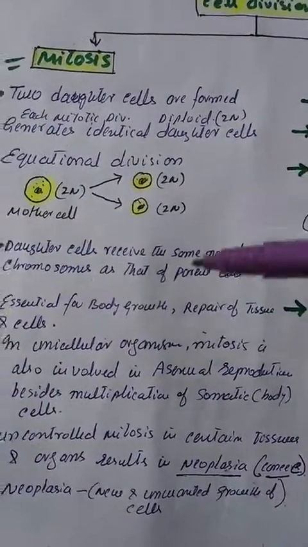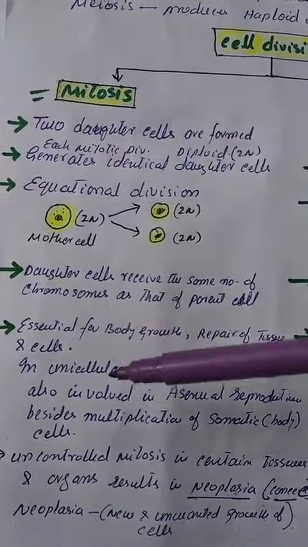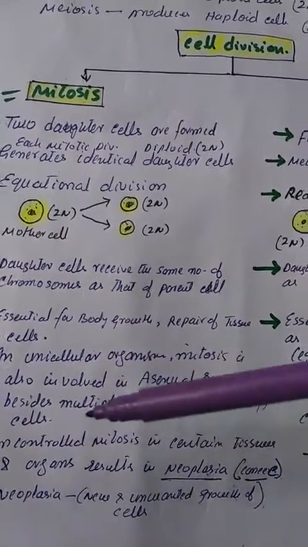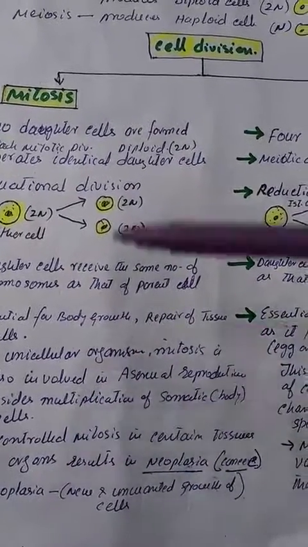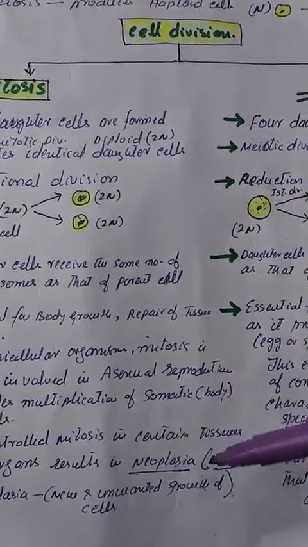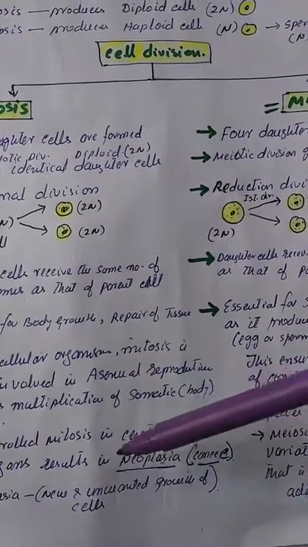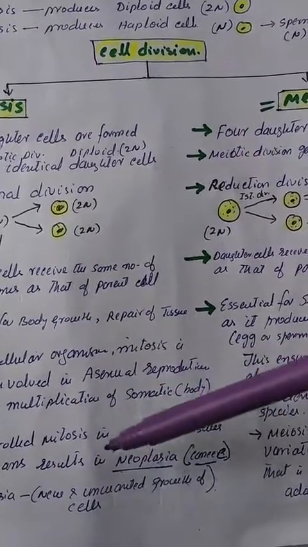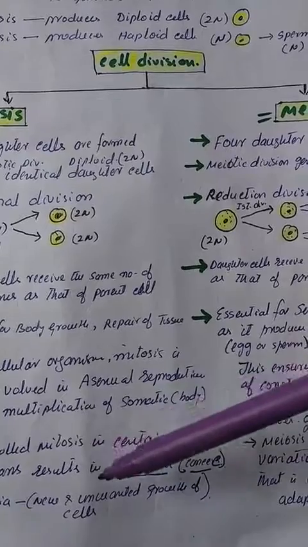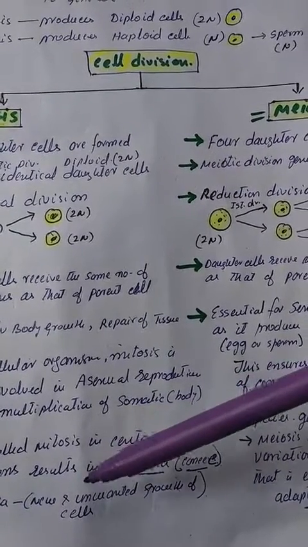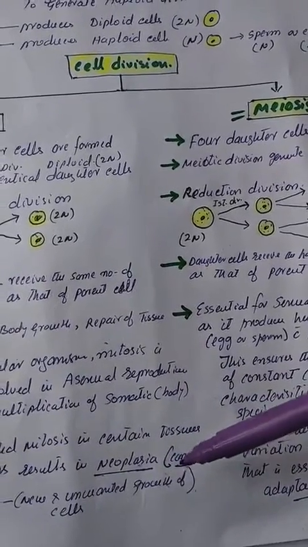One thing I would like to tell here is that sometimes mitosis becomes uncontrolled. Occasionally it becomes uncontrolled, and the uncontrolled mitosis in certain tissues and organs results in neoplasia, also known as new growth. Neoplasia means new growth, which is not actually needed by an organism, so it is unwanted and uncontrolled, and this condition is commonly termed as cancer.